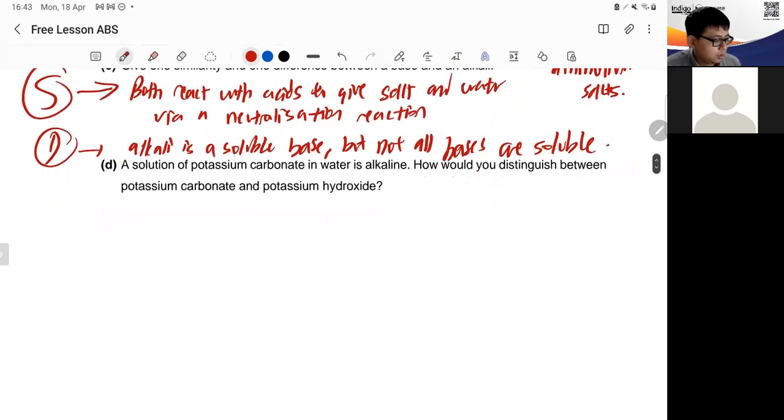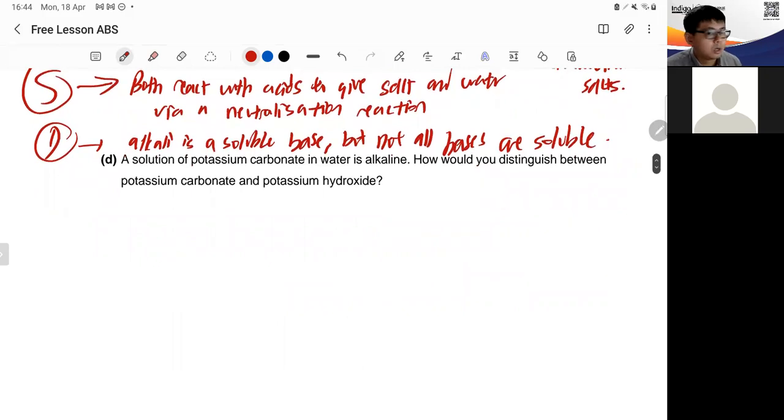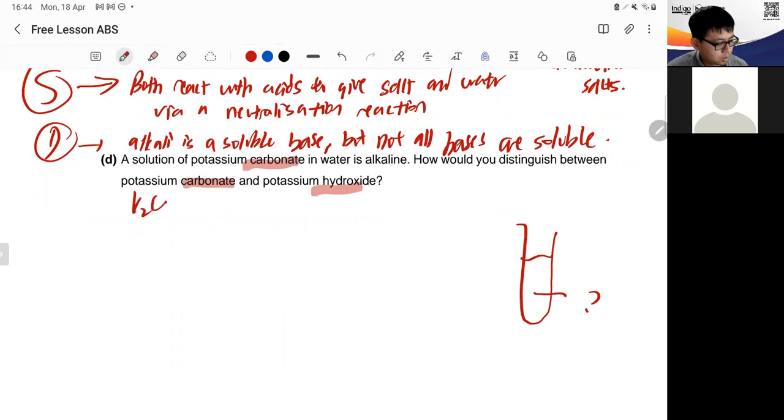So let's look at D. How do I tell the difference between a carbonate and a hydroxide? Actually, quite easy, if you are following properly. I have maybe a test tube that contains a certain chemical. I don't know what it is. Is it KOH? Is it K2CO3? Okay, is it K2CO3 or is it KOH? In order to do that, we need to add something that gives a certain observation. One, if it's this, and two, if it's that.